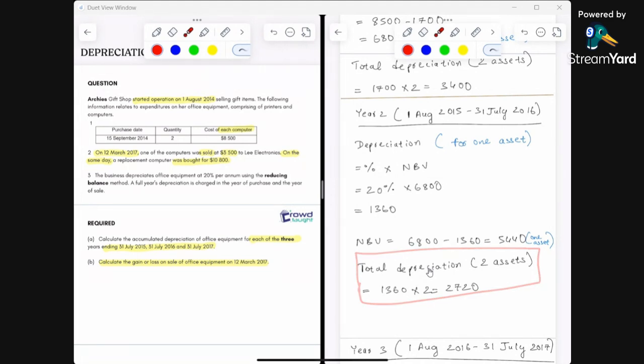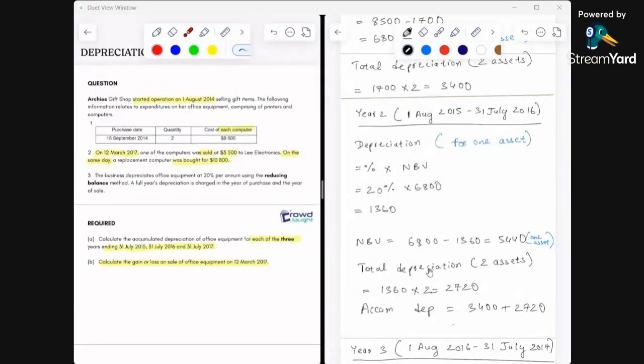But if you want to report the accumulated depreciation at the end of 31 July 2016 or at any given point in time, it is basically all the depreciation that we had so far for this particular group of assets. So accumulated depreciation would have been 3,400 from the first year plus an additional 2,720, which would give us $6,120. And accumulated depreciation is something that we report in the balance sheet.